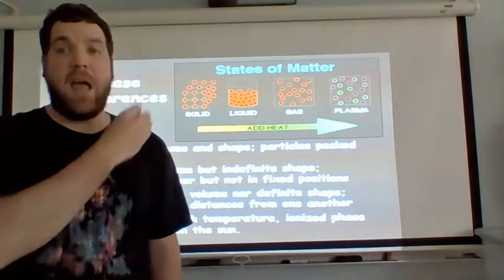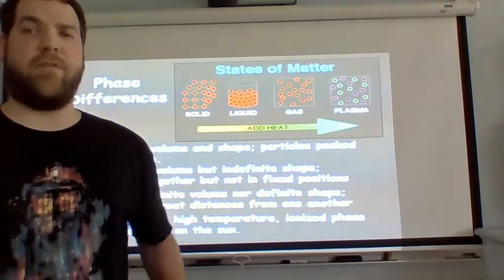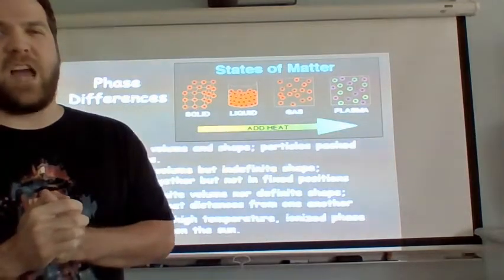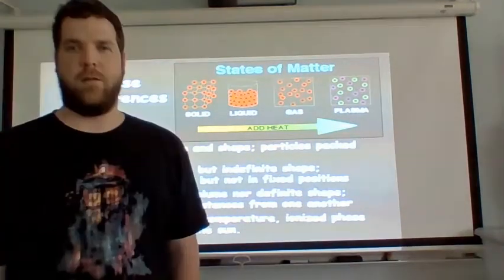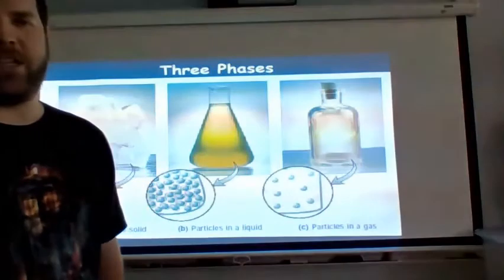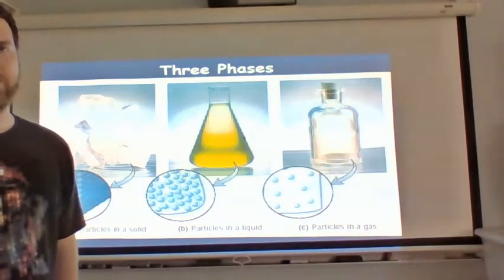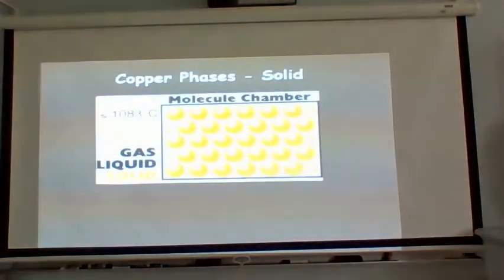Now, when we continue adding heat, we can get something into a gas phase. These particles can be very far apart. And finally, in a plasma, everything is ionized, it's extremely high temperature, and mostly found on the sun. Now, these are just to give you a picture of what these particles are doing inside these substances. Notice the difference in the amount of motion of these particles.